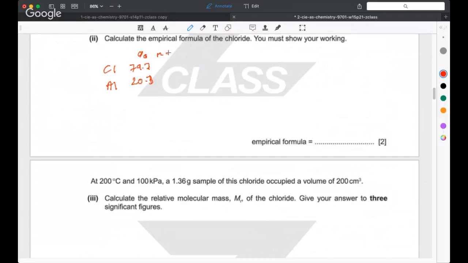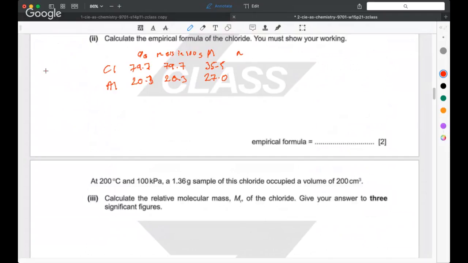Then you would say, the mass in 100 grams would be, well, this is easy stuff, isn't it? 79.7 grams of chlorine and 20.3 grams of aluminium. That's just taking the percentage and saying, in a mass of 100 grams, you've got that many grams of chlorine and that many grams of aluminium. You can then look up in the periodic table the molar mass of chlorine and aluminium. For chlorine, that is 35.5 grams per mole. And for aluminium, that's 27.0 grams per mole. And if you know the mass and you know the molar mass, then you can calculate the amount. Symbol for that is n, units moles. That's the number of moles.